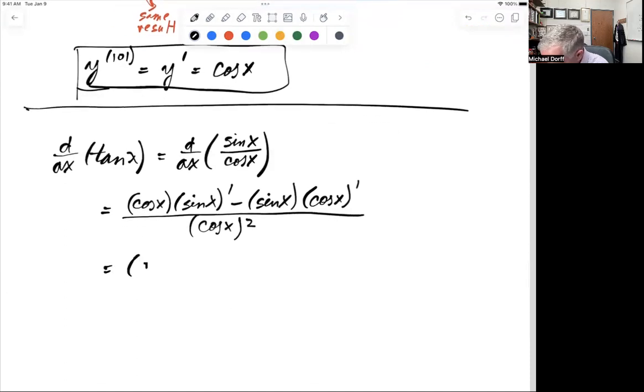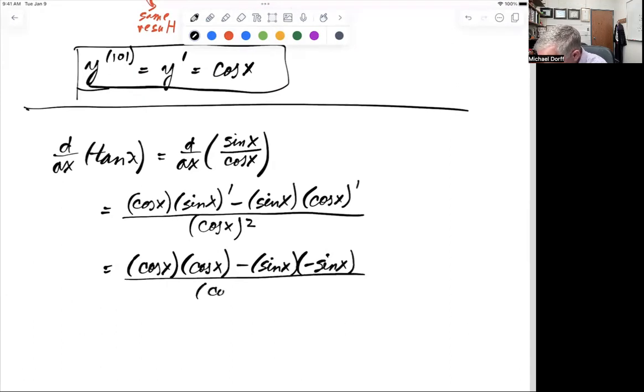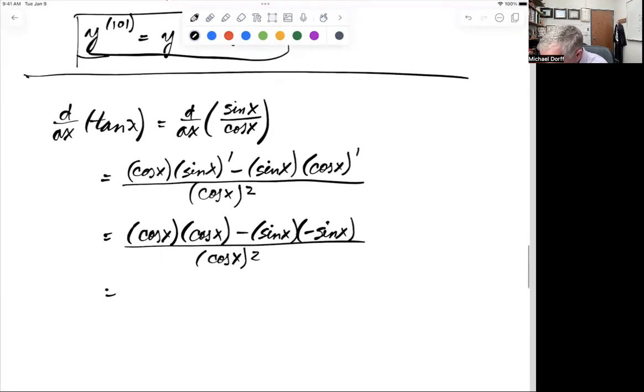All right, and so then I have cosine x, the derivative of sine is cosine, and then I have minus sine x, and then the derivative of cosine is minus sine, over what I have in the denominator. And so when I multiply those together, I get cosine squared x. And now I have, again, a minus and a minus there, so that becomes a plus sine squared x over cosine squared x.